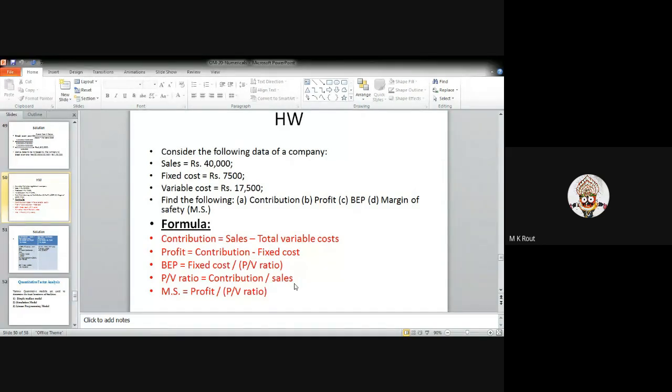Yes, Priyadarshi Bhatt has given. Anyone from the girls' side? Sir, the contribution will be 22,500. Yes.